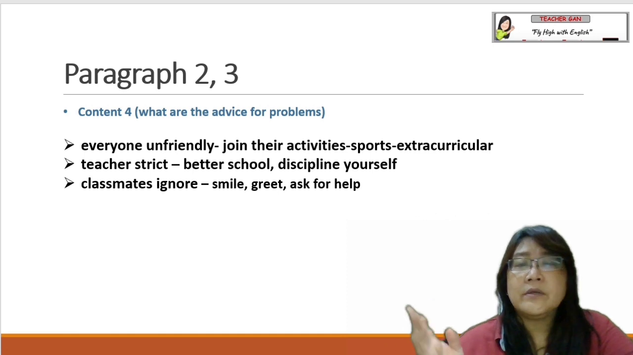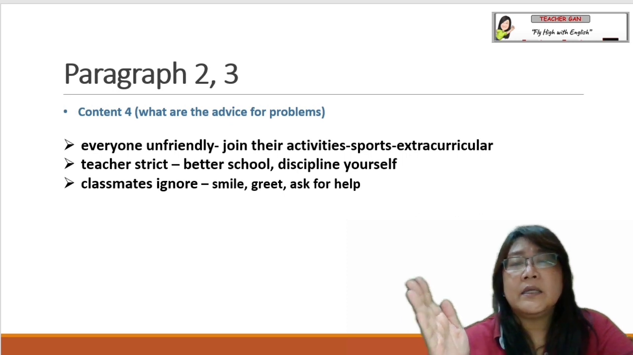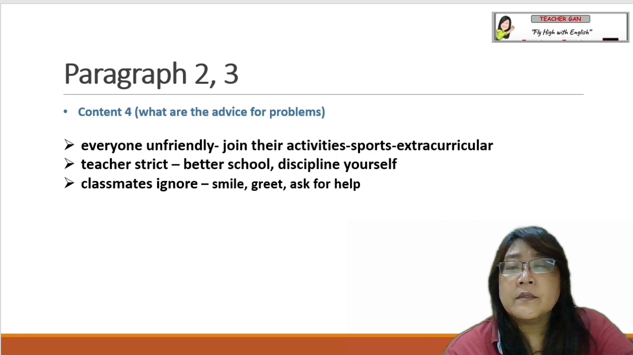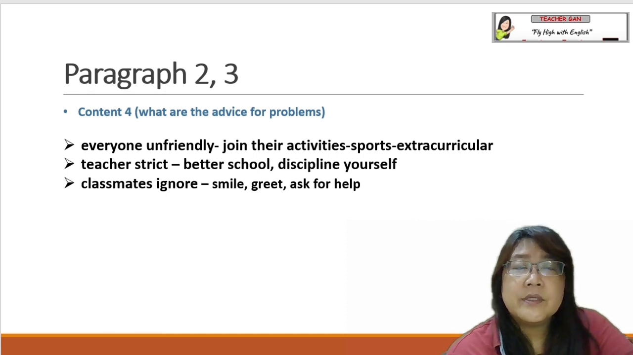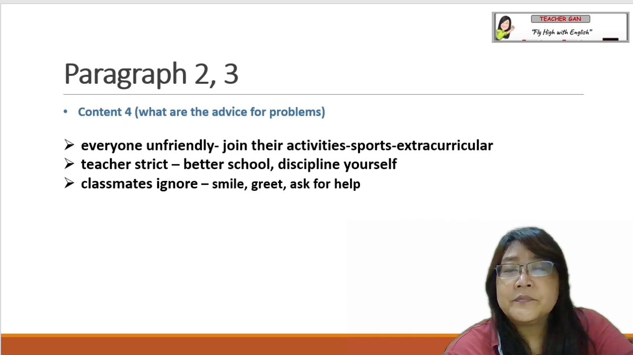Now moving on, we are going to write our second, and if you want to separate, you can write 2 paragraphs, paragraph 2 and paragraph 3. So content 4, what is the advice for the problems? If everyone is unfriendly, the advice will be to join the activities, or join sports and extracurricular activities. Or if the teacher is strict, you can say that it is a better school, so Raju has to discipline himself. If the third problem is that classmates ignore him, you can advise Raju to smile, greet the friends, and also ask for help.